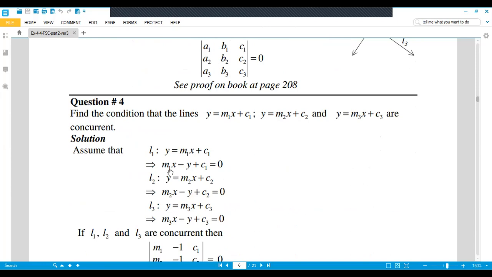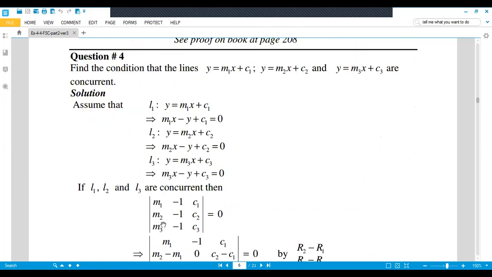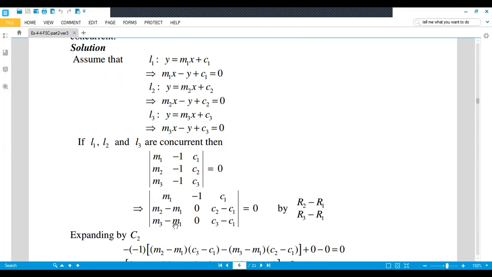So the coefficient of x in the first column, the coefficient of y in the second column, and the constant in the third column. Then you know that if you don't want to simplify directly, you can open it, or if you want to simplify, subtract r2 minus r1, you get this, and r3 minus r1, you get this.